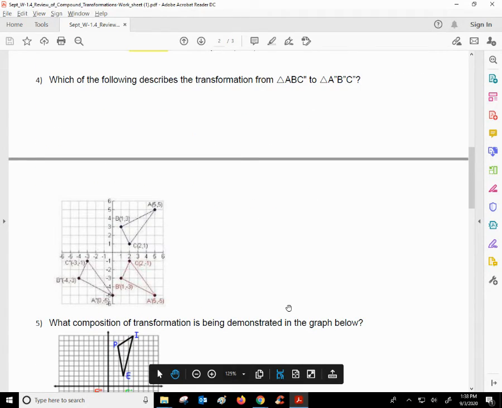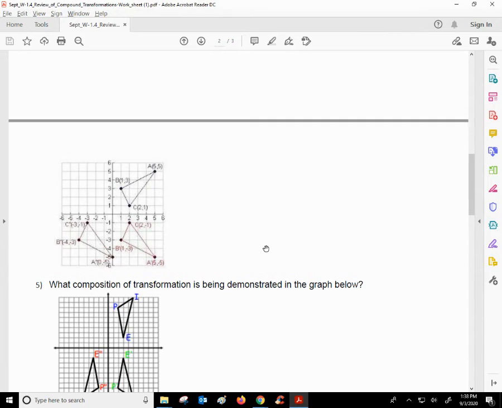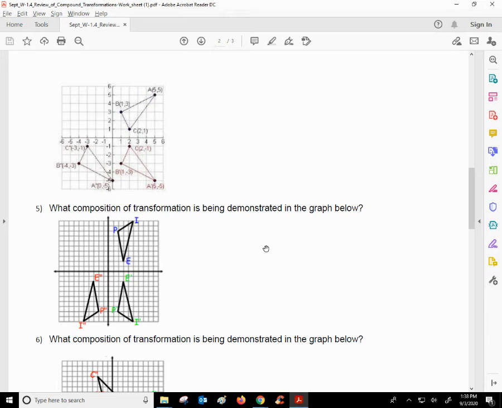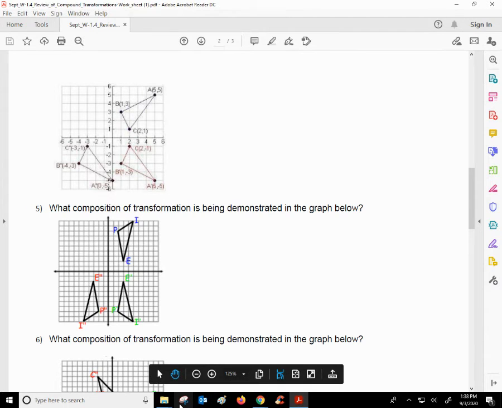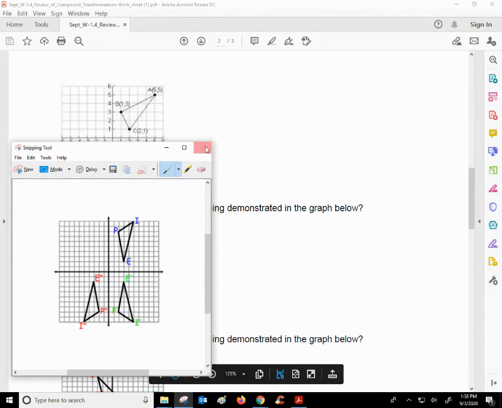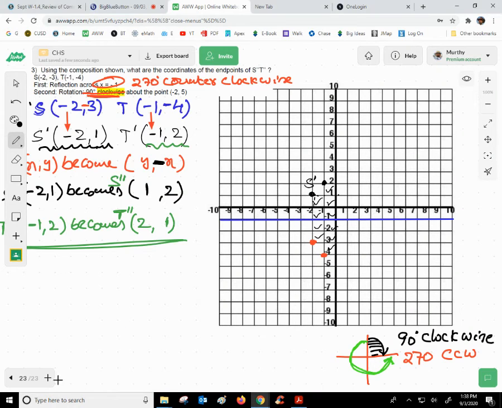And next, which of the following describes the transformation ABC to A? These kinds of questions will be given for sure. Let me copy one of these questions. This one looks better. Then let me paste it on my whiteboard.